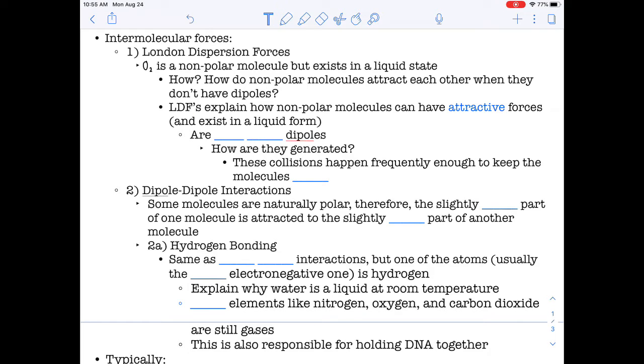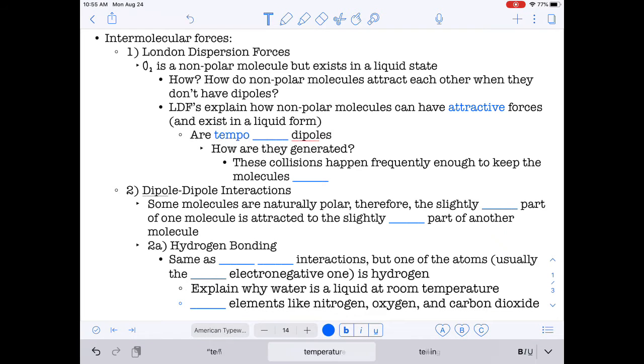London dispersion forces are temporarily induced dipoles, and they're generated through collisions. So in these collisions, the electrons are pushed to one side of the molecule, generating a temporary dipole, and it was induced through this collision. This dipole makes one part of the molecule slightly positive and one part of the molecule slightly negative. And the slightly positive part will attract a slightly negative part of a different molecule and make them stick together, and this is what allows nonpolar molecules like O2 to exist in a liquid state. And these collisions have to happen frequently enough in order to keep the molecules together.